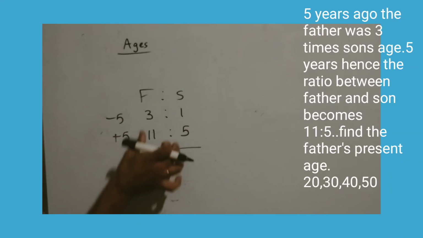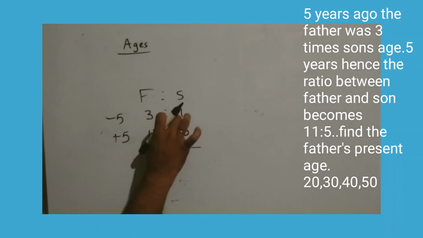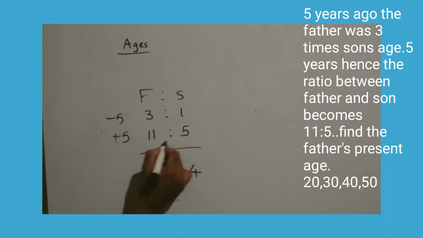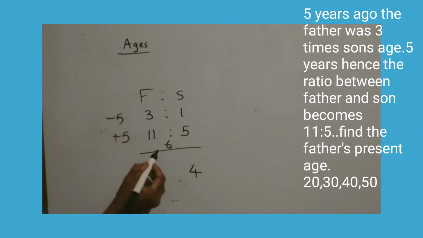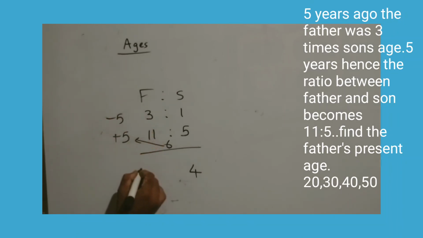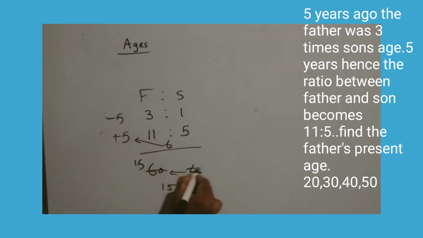So difference: 5 into 3, 15. 15 minus 11, 4. And 11 minus 5 difference, 6. So 6 into 5 plus 5, 10. 6 into 10, 60. Forget about minus and plus sign. So 1 part, 4 15s are 60. So 1 part equal to 15.